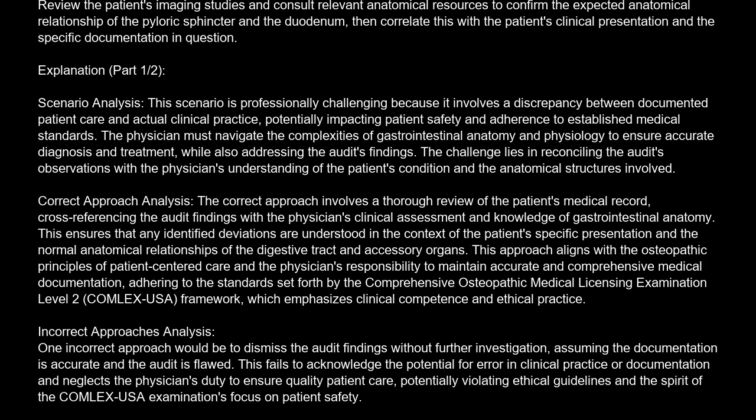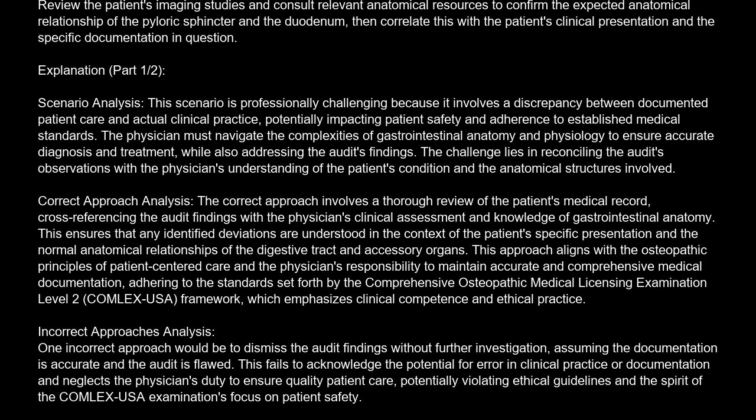The correct approach involves a thorough review of the patient's medical record, cross-referencing the audit findings with the physician's clinical assessment and knowledge of gastrointestinal anatomy. This ensures that any identified deviations are understood in the context of the patient's specific presentation and the normal anatomical relationships of the digestive tract and accessory organs.